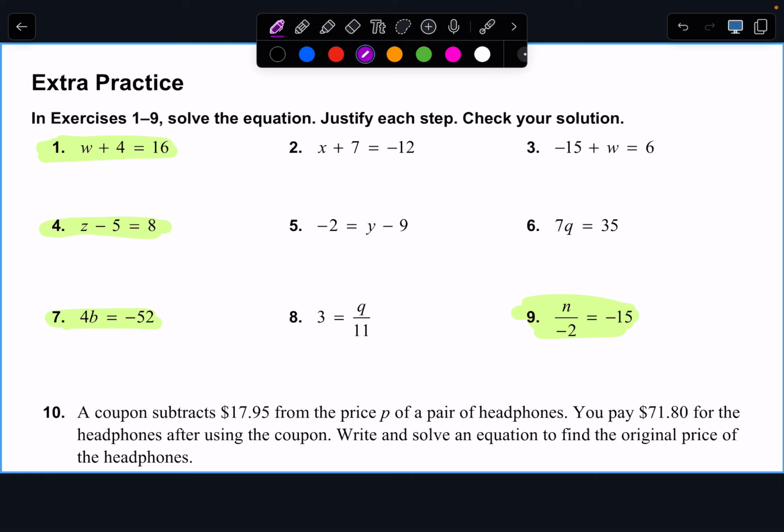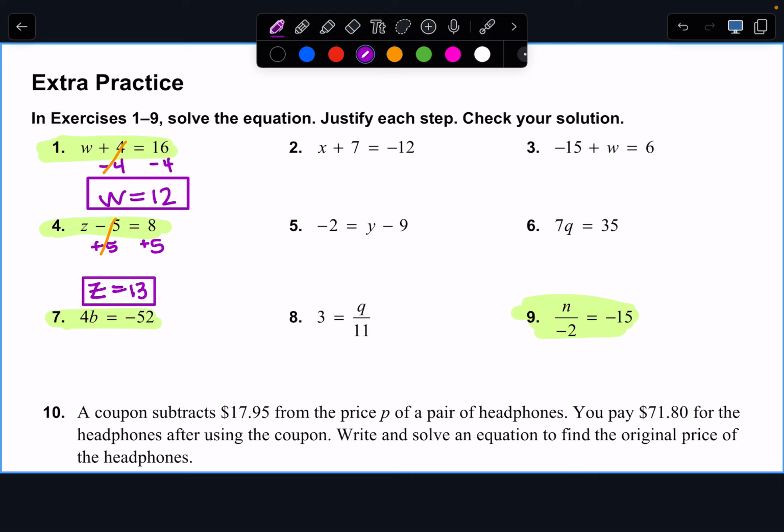All right, Wyatt, what did you get for number 1? 12. Does anybody disagree with W equals 12? Okay. In order to undo the addition of 4 to W, we have to subtract 4, to get W by itself. Okay. Autumn, what did you get for number 4? 13. Does anybody disagree with 13? Okay. In order to undo subtract 5, we have to add 5 to both sides.